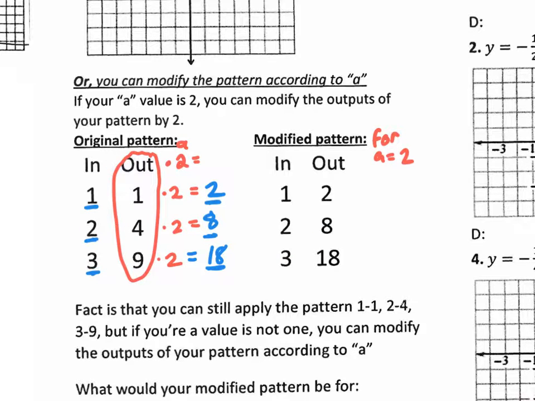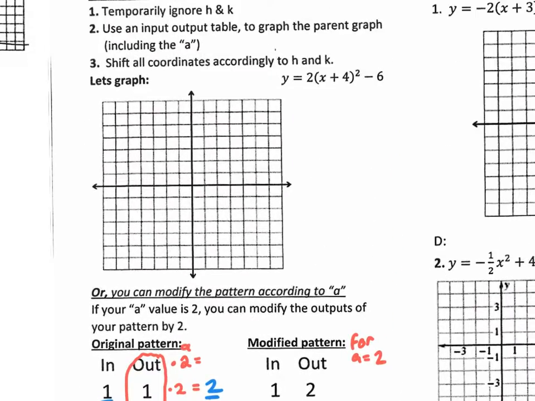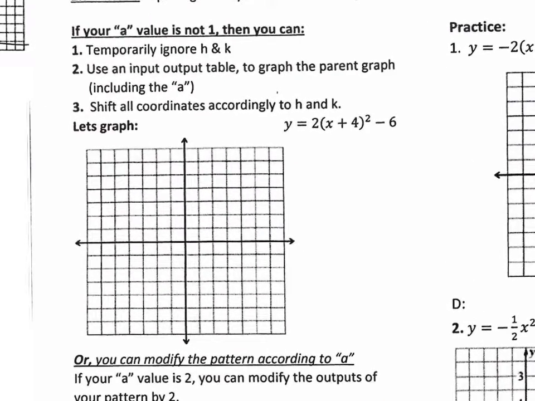Okay. So instead of going with my original intent of showing you how to graph by ignoring h and k and then making an input-output table, plugging in numbers, pulling out answers, which does take a long while, let's go with our new modified pattern, okay? And how are we going to do this? How are you going to do this on the quiz? Well, write down the pattern that you know, 1, 1, 2, 4, 3, 9. Now remember, these guys are your inputs, these guys are your outputs. So we need to modify the outputs by your new a value, which happens to be 2. So take the outputs and go times 2, times 2, times 2, and you will have the new modified pattern.